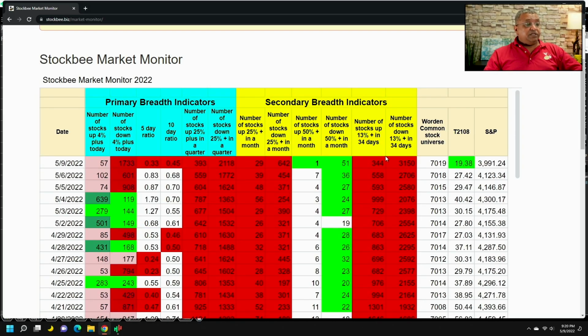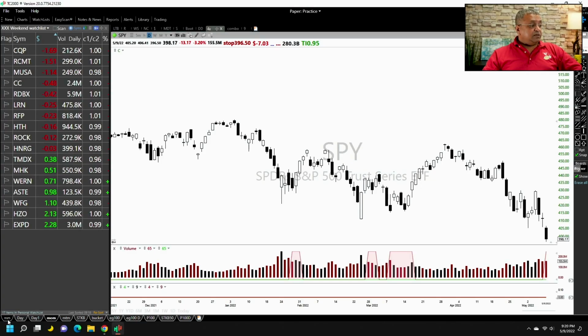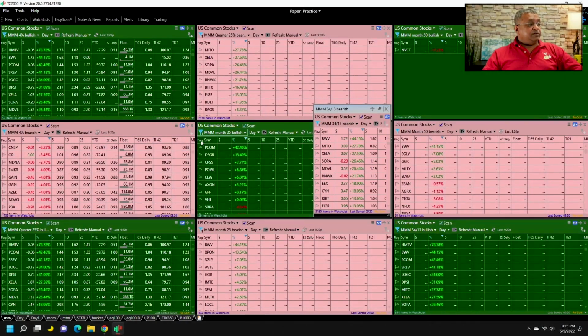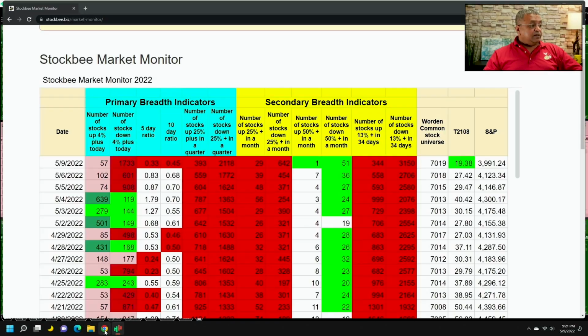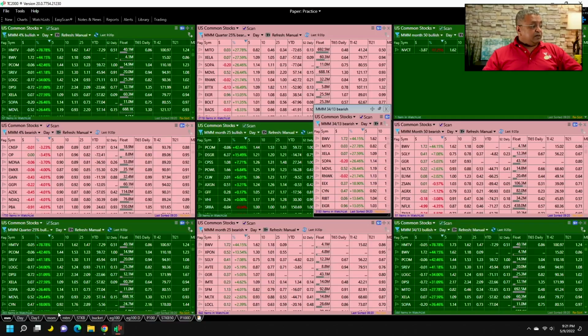And this particular information comes from the scans which are run in TC2000. All the information which you see there, the 57 number, 1733, 393, 2001, every single column which you see there, the figures come from this particular layout, except for the S&P and T2108. The advantage of doing this yourself is that intraday also you can see how these figures are moving, because you have the raw data source, right? And you can see what is happening, and then accordingly you can change your approach.